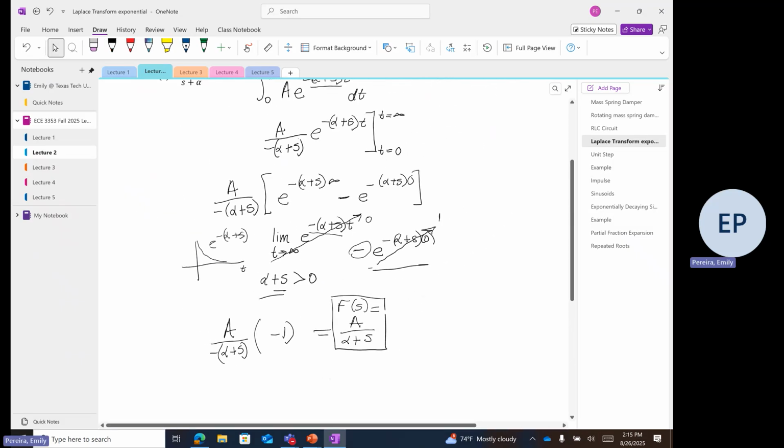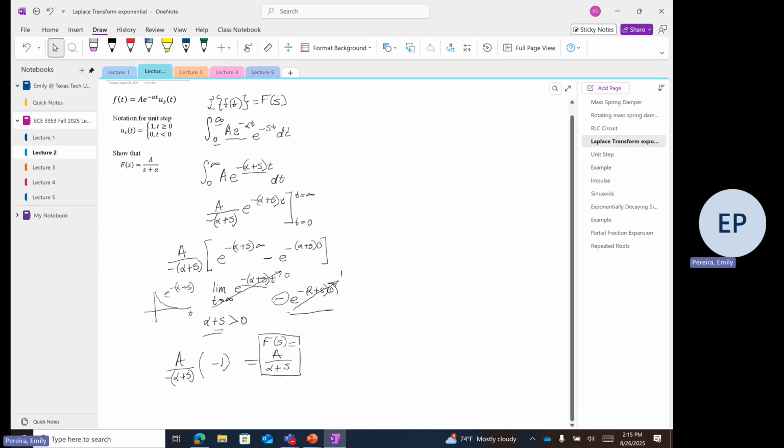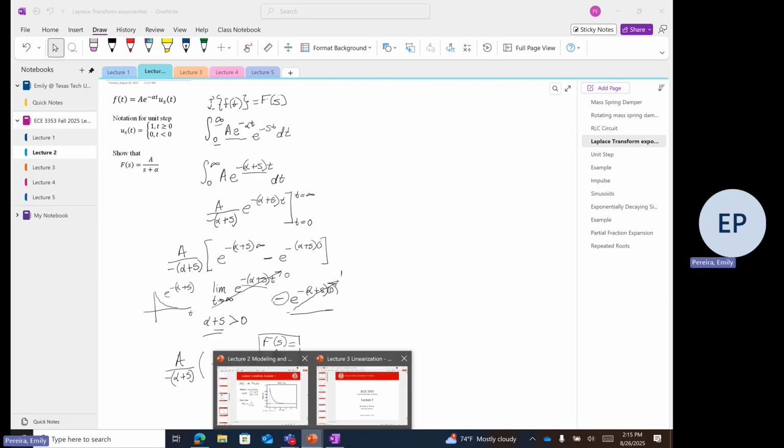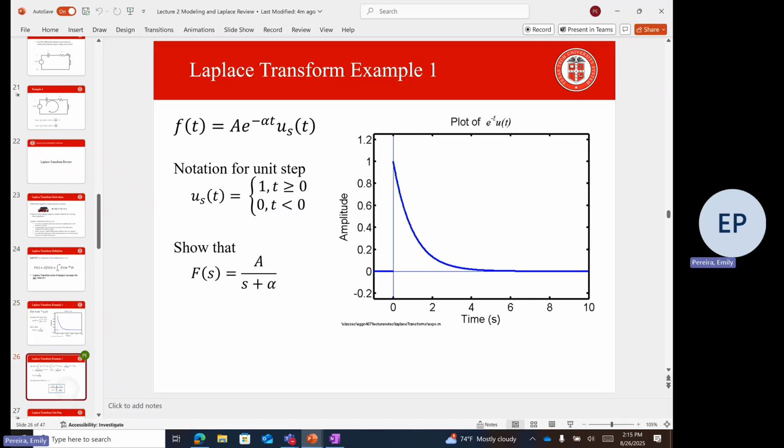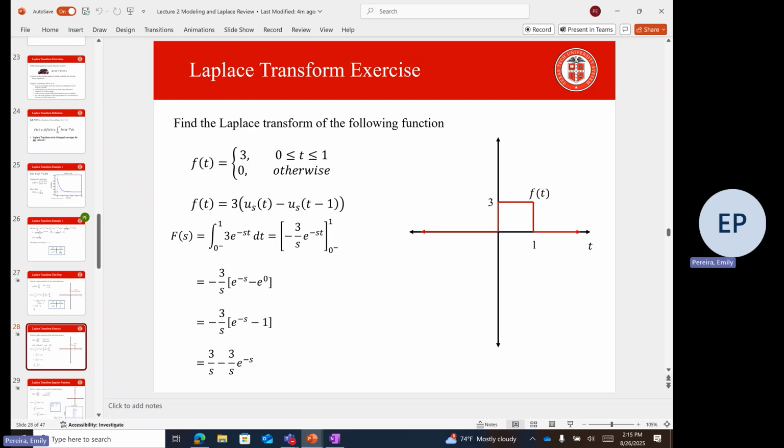All right, so that's how we get the Laplace transform. Now, there are several other examples, and I won't go through them all, but you're welcome to go through the slides on your own, and you'll see the exact steps laid out for you for the unit step, for this function here that I made up, which is a delayed version of the unit step minus the unit step times 3.